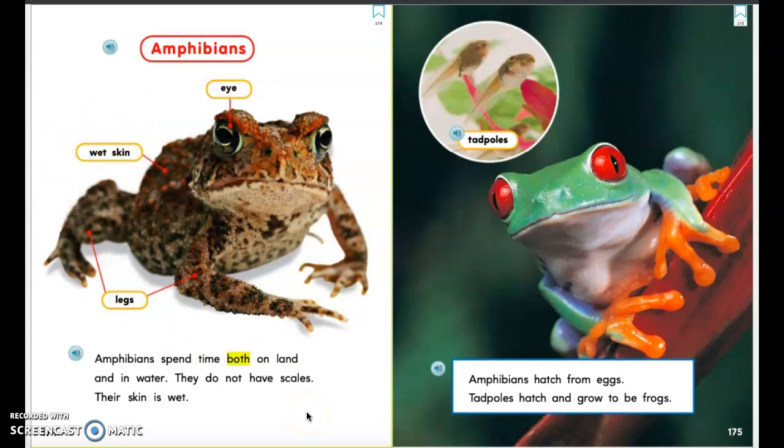So if you've ever felt or touched a frog or a toad, their skin is not hard on the outside like a reptile's would be. They do have squishy skin on the outside that has to be kept wet. Okay? Amphibians hatch from eggs. Tadpoles hatch and grow to be frogs. So they have a picture of a frog here, and then also they included a picture of what their babies look like. So after they hatch from their eggs, they have tadpoles.